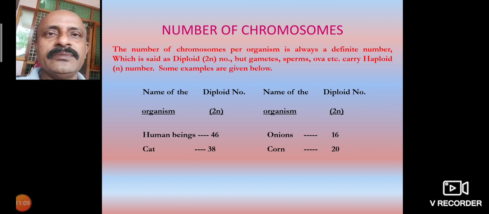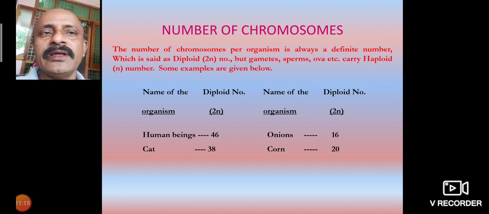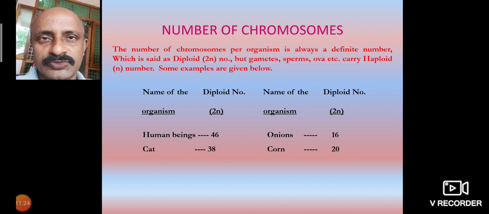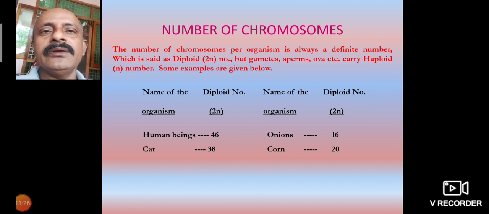Gametes are of two types, male gamete and female gamete. The male gamete is called sperm, and the female gamete is called ovum. Both carry only a haploid number of chromosomes. Then they fuse to become diploid, meaning fertilization takes place.